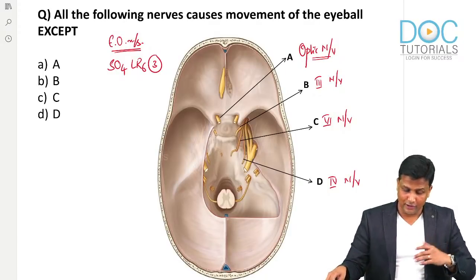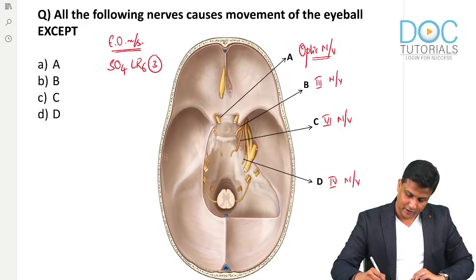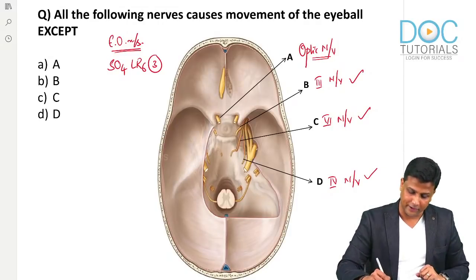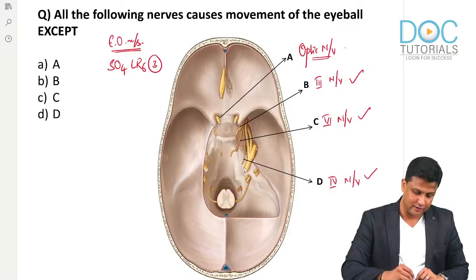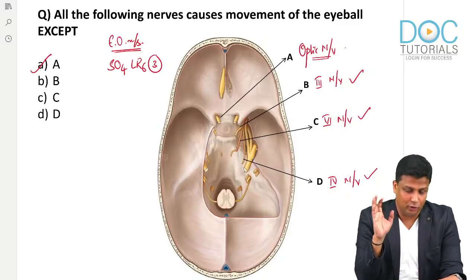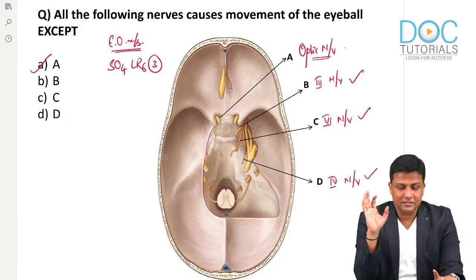But out of all that, you can clearly see the third nerve as well as the fourth nerve and sixth nerve are required for the movement of eyeball, but not the optic nerve. So except means the answer will be A. Optic nerve is not involved in the movement of the eyeball. I hope the concept is clear.